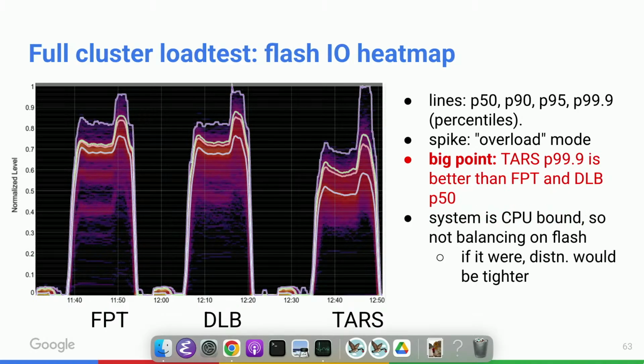But here's the real payoff. When you went from here to here, you got better CPU balance, but the flash I/O is basically the same. But now when we introduce TARs, the P99.9 is the same as the median was before. And that's the real win.